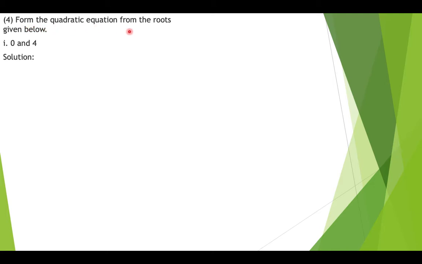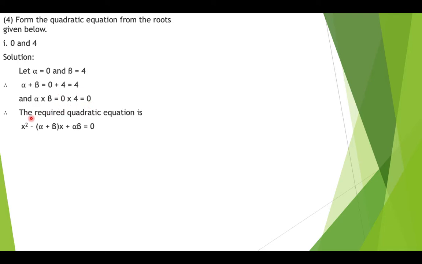Form the quadratic equation from the roots given below. So the roots over here are 0 and 4. The two roots have been given, so we can assume that alpha is equal to 0 and beta is equal to plus 4. We know the equation x square minus alpha plus beta x plus alpha beta is equal to 0. So alpha plus beta is equal to 4 and alpha into beta is equal to 0. So the required quadratic equation is x square minus alpha plus beta x plus alpha beta is equal to 0.